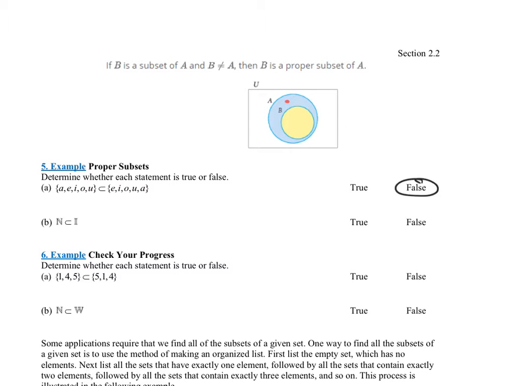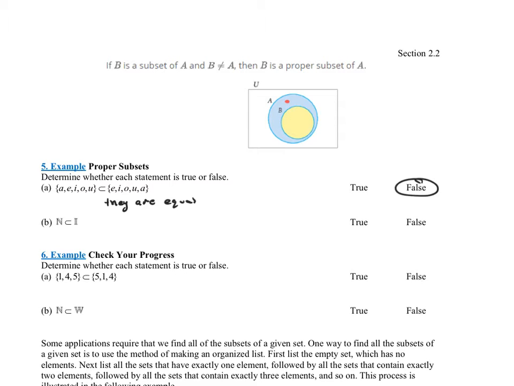Why is it a false statement? They are equal. Remember, there's two conditions. Equal being the same elements and the same number of elements. Order doesn't matter, so there's the same elements and the same number of elements. Remember, proper subset requires not only that they are subsets, but they also cannot be equal. So that's a false statement.